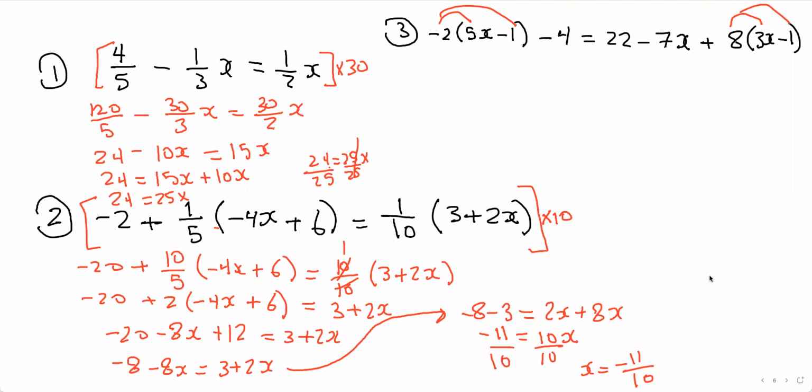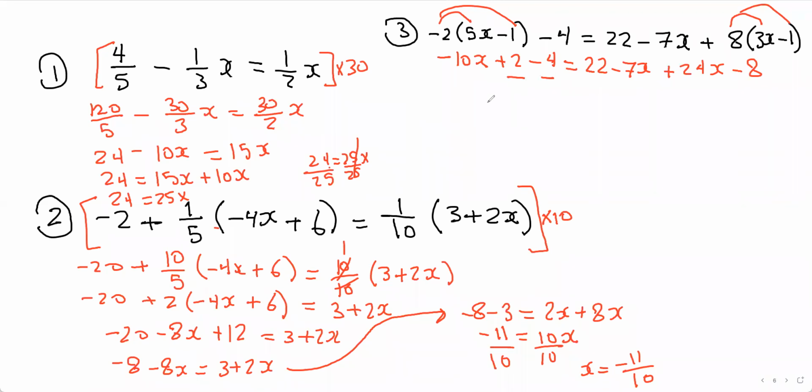Okay, so now it's 32 minutes. I'm just gonna go over it, okay? And I'm gonna go over it nice and slow. So the first thing, we distribute the -2 into here. We're gonna get -10x. -2 times -1, that's plus 2. And I still have the -4 there. Here we have the 22 minus 7x. And we have to distribute the positive 8 into here. So we're going to get plus 24x minus 8.